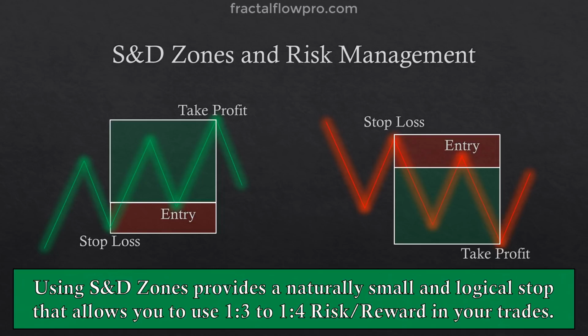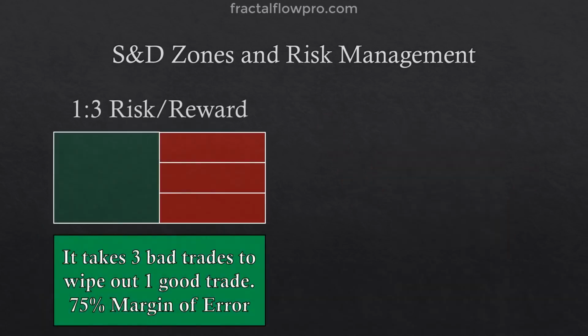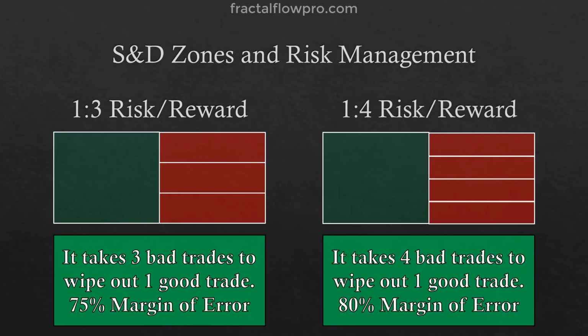If you use a 1-to-3 risk-reward ratio, you can lose 75% of the time and still break even. If you use a 1-to-4 risk-reward ratio, you can lose a whopping 80% of the time and still break even. All of that, of course, assumes that your stop loss and risk is the same in all trades. Trading is not about achieving the highest win rate possible. It's about having enough room to make mistakes and still make money.